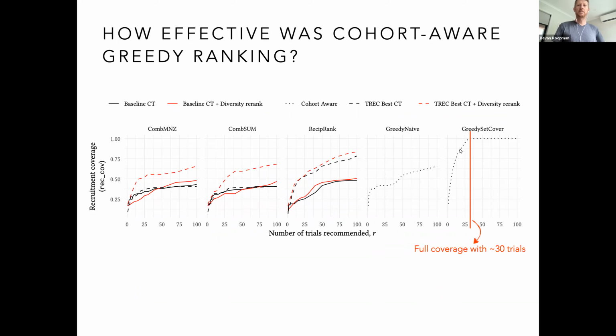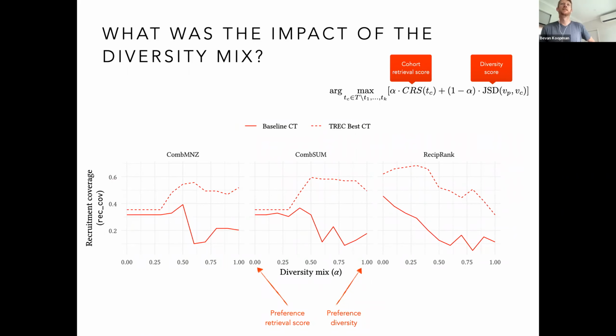Okay, next is we had a look at the impact of this diversity mix, which is, if you recall, when we do the diversity re-ranking, we trade off diversity and the retrieval score. And probably just thing to note here is that the diversity was helpful, right? In all cases, applying some amount of diversity led to some improvements. But also, again, you see the situation whereby with a diversity re-ranking, you see a much bigger difference with the high quality initial rankings from the best TREC systems.